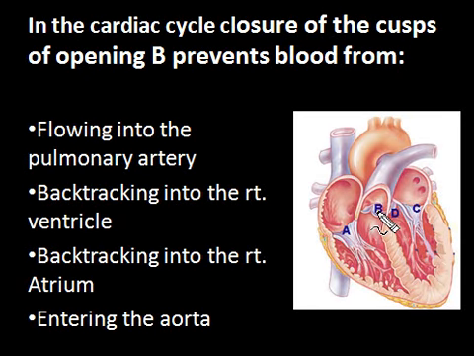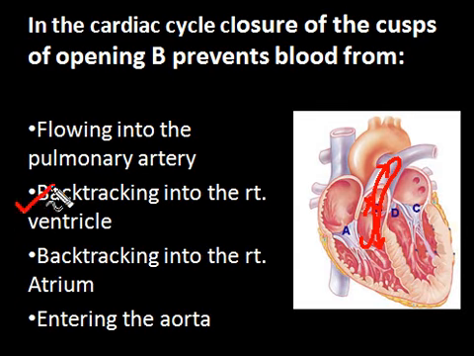Over here, B closes. Blood flow is always one way. So it will go from the atria into the ventricles, then from the ventricles into the arteries. On the right side into the pulmonary artery, on the left side it will go into the aorta, meaning systemic circulation. So that's one. So here, when B closes, that means blood has already gone into the pulmonary artery. The purpose of closing this is that it will prevent blood from backtracking or back flowing into the right ventricle.